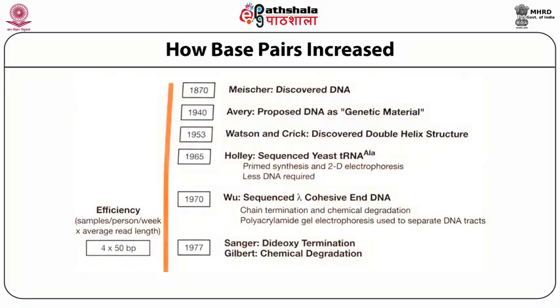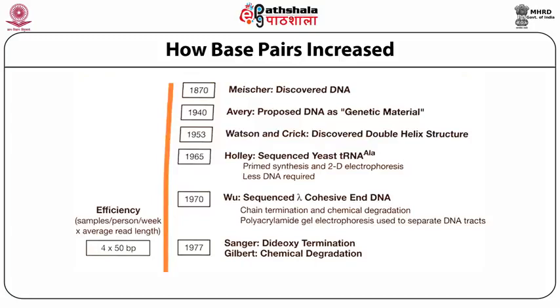It is very interesting to know how DNA sequencing evolved. It was in 1870 when Miescher discovered DNA. In 1940, Avery demonstrated that yes, it is DNA which is the genetic material. In 1953, Watson and Crick proposed the historical double-stranded helix model for DNA. And in 1965, the first attempt to sequence the genetic material was taken.